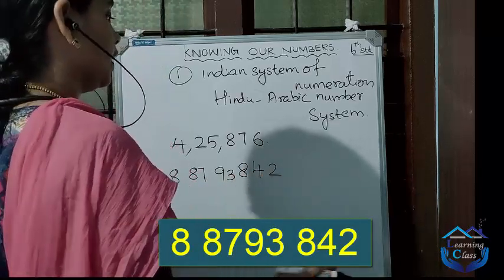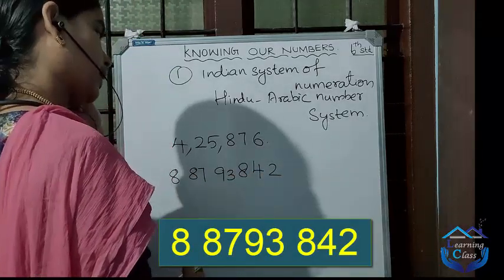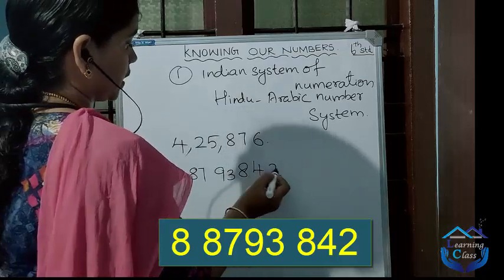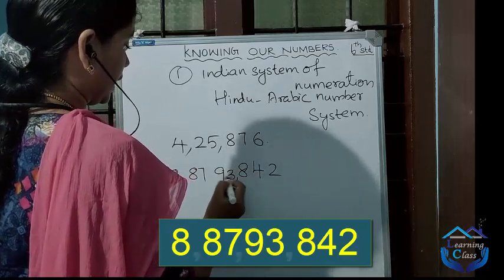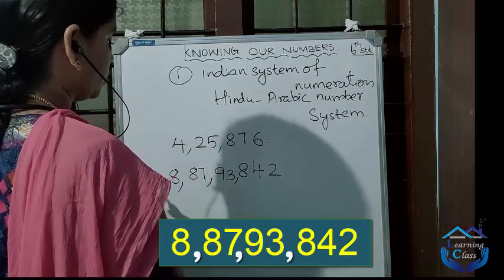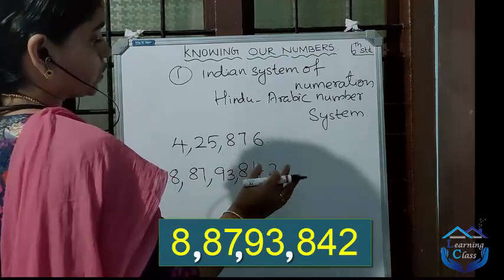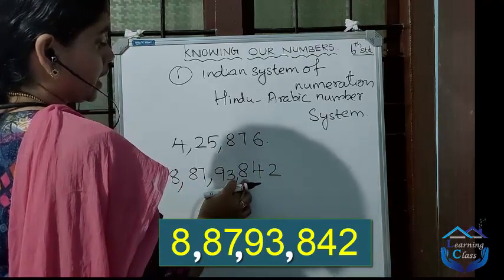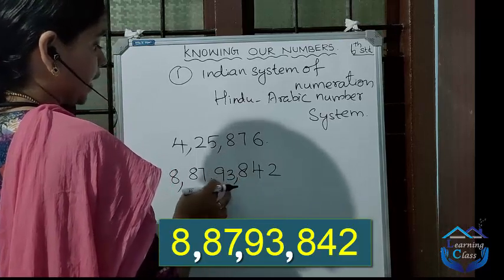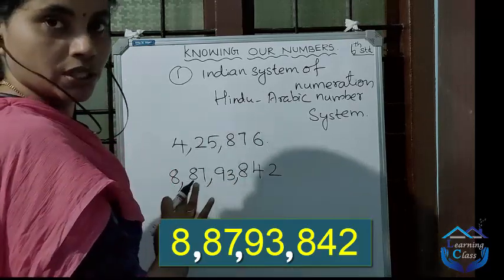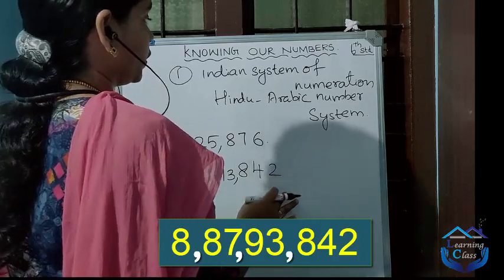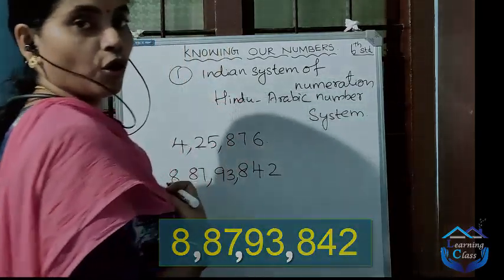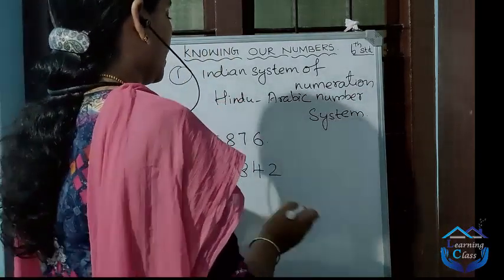Here we are going to arrange this using commas. Here 1, 2, 3. Again 1, 2, 1, 2, and like that. First we are taking 3 digits, and then 2 digits, again 2 digits, again 2 digits. Okay, we are following this method in the Indian system of numeration. Clear?